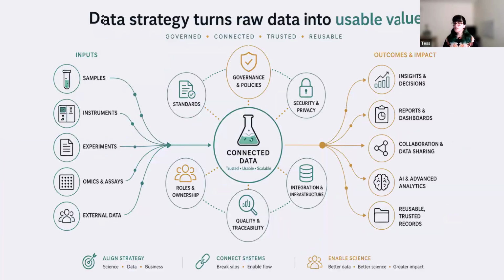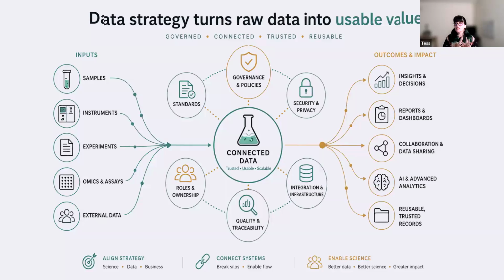Data strategy is what turns raw data into usable value. So what do I mean by that? On the left here of the slide, we have the reality of most scientific and technical organizations. Data comes from everywhere. You have samples, you have instrument data, you have experiments that you're running. You might have omics data or assays that come from third parties, and all the external data that you might be collecting. At this point, the data doesn't really have value. It's just stored somewhere. And well, hopefully it's stored somewhere. But we're not getting to the value, which is our outcomes and impacts that we always want to see. And these are our dashboards, our data driven decisions, our analysis that we might be doing.